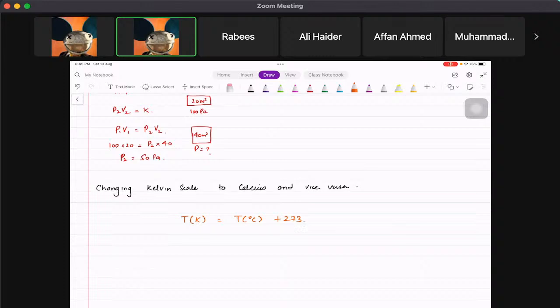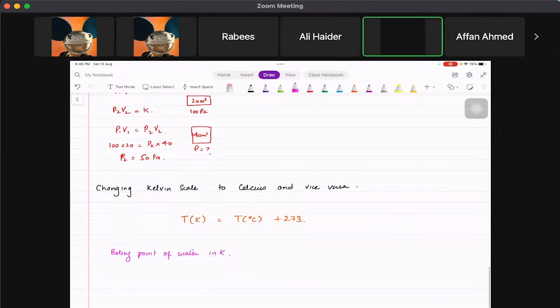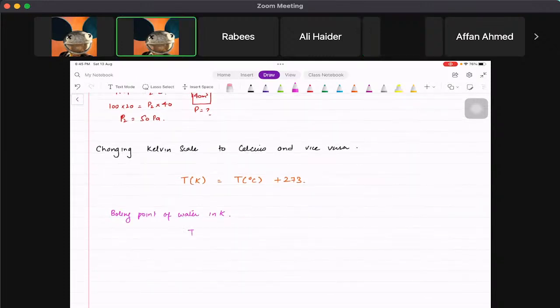All right, for example, if I want to know what is the boiling point of water in kelvins, what I'm going to do is write the temperature in kelvins would be equal to, what is the boiling point of water in degrees Celsius? Anybody knows? 100. 100. So we're going to write 100 here plus 273. So it's going to give us 373 kelvins is the same temperature as 100 degrees Celsius. Is it clear?